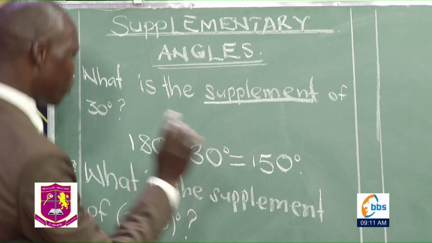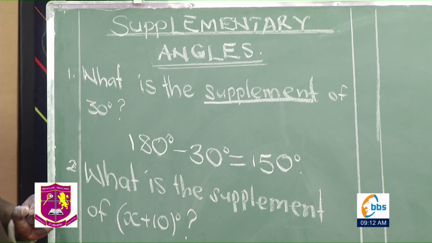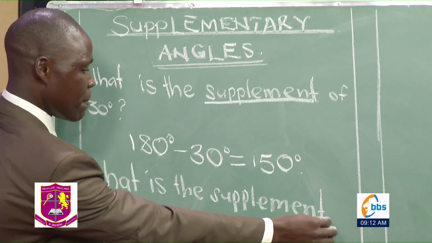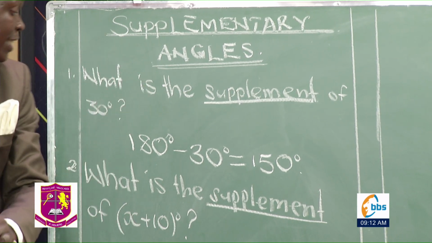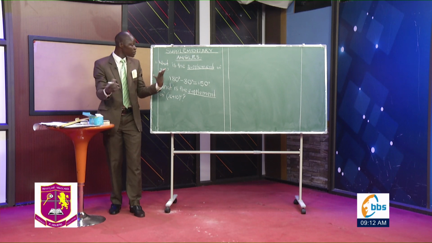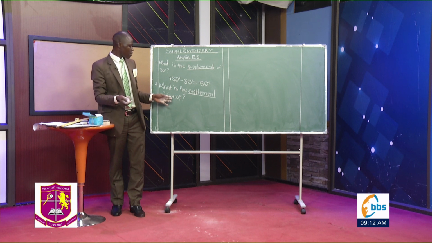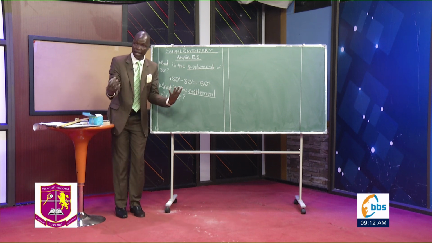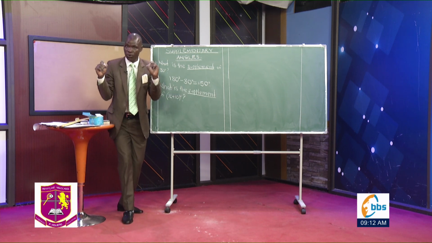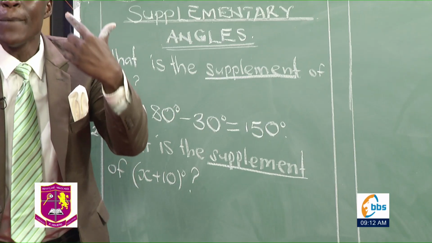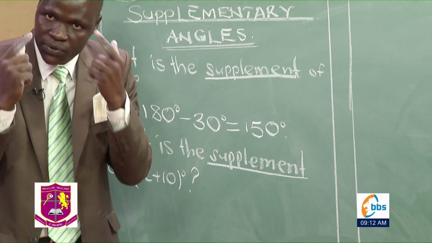So what is the supplement of x plus 10 degrees? The supplement of x plus 10 degrees. Sometimes candidates just write x plus 10 degrees is equal to 180, not knowing that they have now said this angle is equal to 180, which is very wrong. You find the reasoning is wrong. We mark a child's reasoning. Does a child reason logically and creatively?